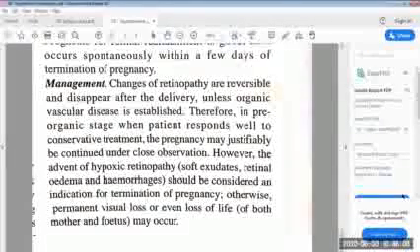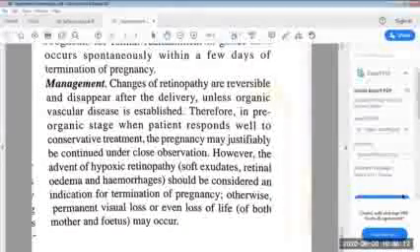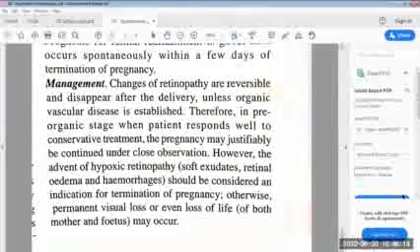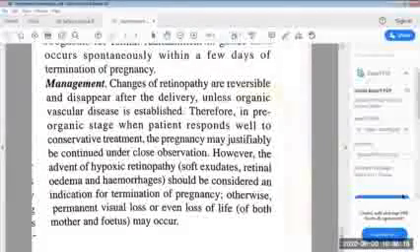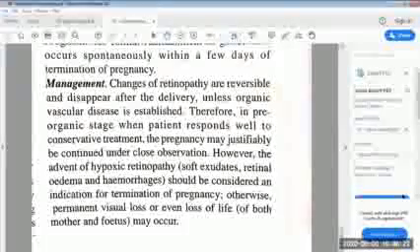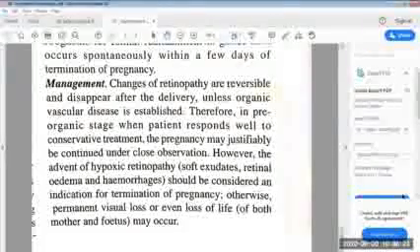Therefore, in the pre-organic stage, when the patient responds well to conservative treatment, the pregnancy may justifiably be continued under close observation. However, the advent of hypoxic retinopathy, meaning soft exudates, retinal edema, and hemorrhages, should be considered an indication for termination of pregnancy. Otherwise, permanent vision loss or even loss of life of both the mother and fetus may occur.